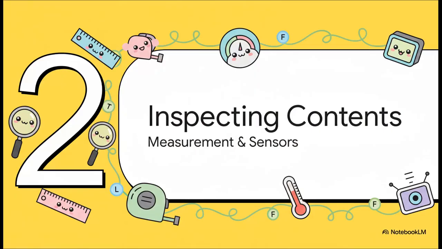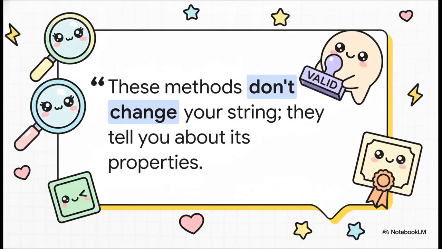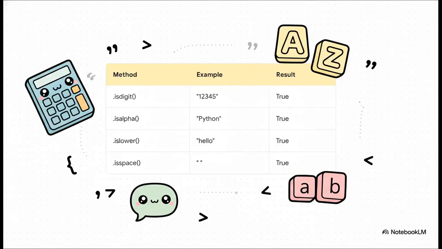Let's shift gears and move to our next set of tools. So we've cleaned up the appearance, but what if we need to ask questions about the string's content? Well, for that, we need our measurement and sensor tools. These methods don't change a thing about your string, they just give you a straightforward true or false answer. And that's the most important thing to remember about this next bunch of tools. Unlike the ones we just saw, this group is purely for inspection. They're like your data validators, checking if a string meets certain rules before you try to do anything else with it.